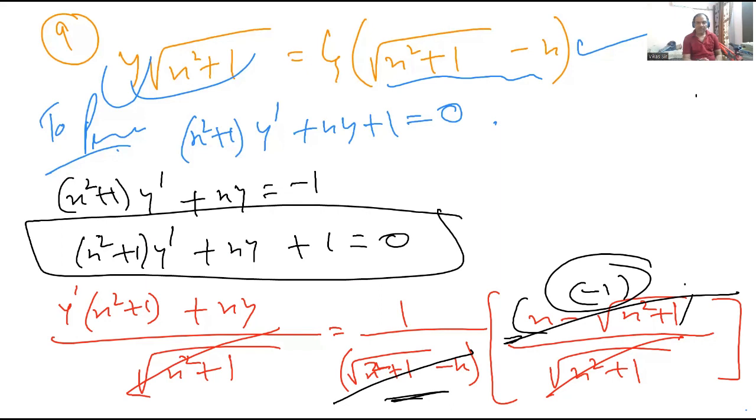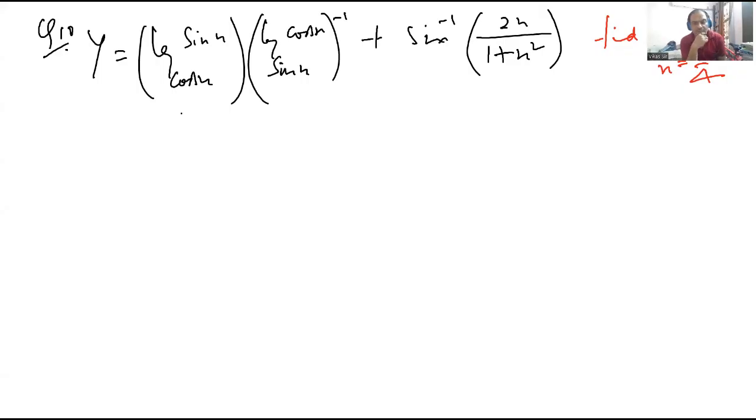Okay. Now we will do many of the questions. Furthermore, I'm writing one more question here. Now here the question is that y is equals to log sin x base cos x times log cos x base sin x whole inverse, plus sin inverse 2x over 1 plus x squared. You have to find out the value of y dash at x is equals to pi over 4.